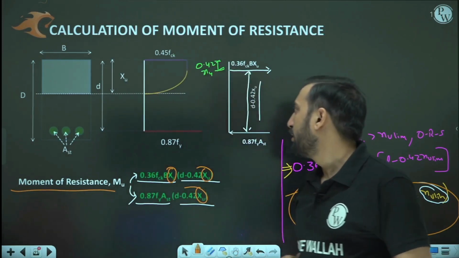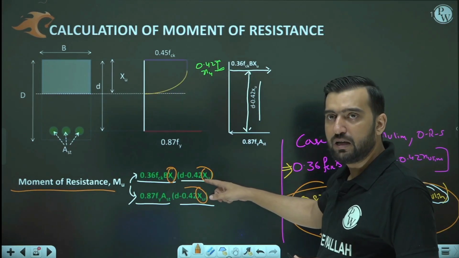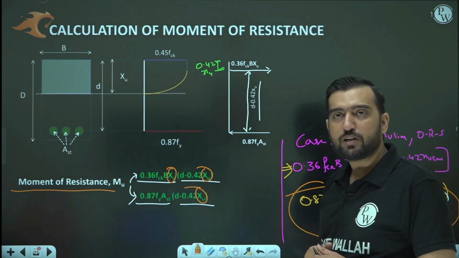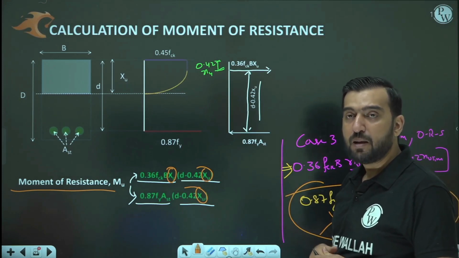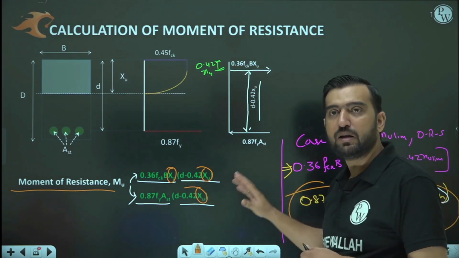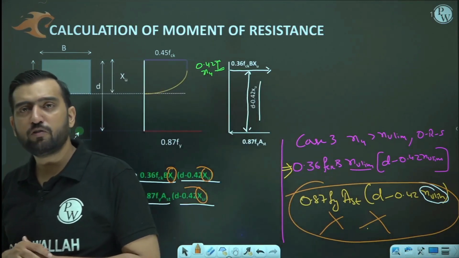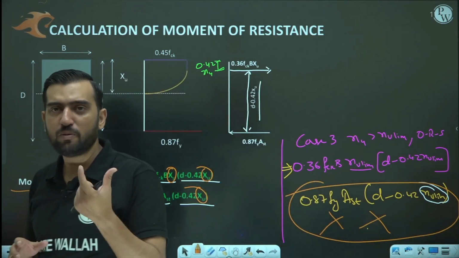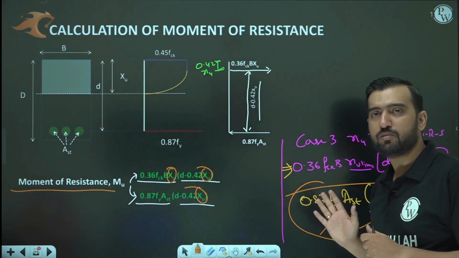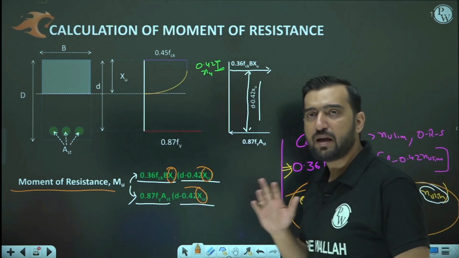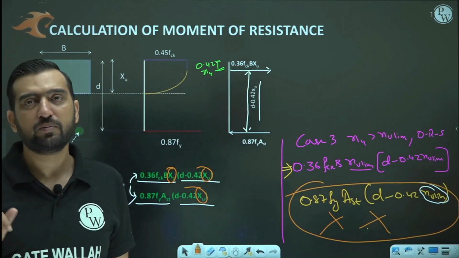Okay, next, one more thing. This XU is XU in an under reinforced section, this XU is equal to XU or XU limit in limiting condition, but this XU is XU limit only in the over reinforced condition, that too on the compression side. So if you want to make a general thumb rule, then whatever is less among XU and XU limit, simply substitute that value. You will never make a mistake then.